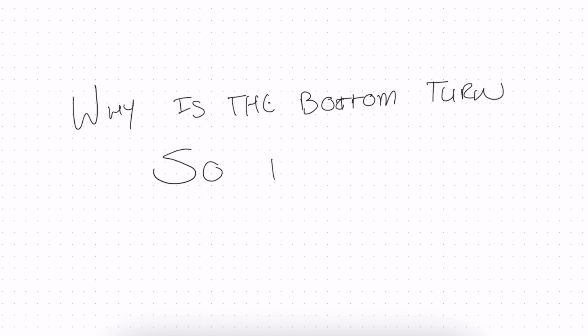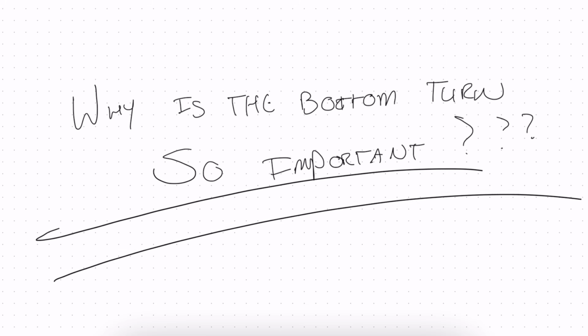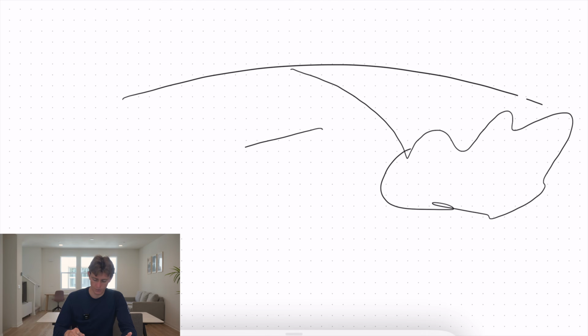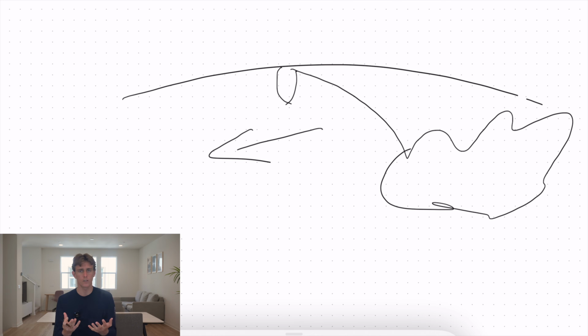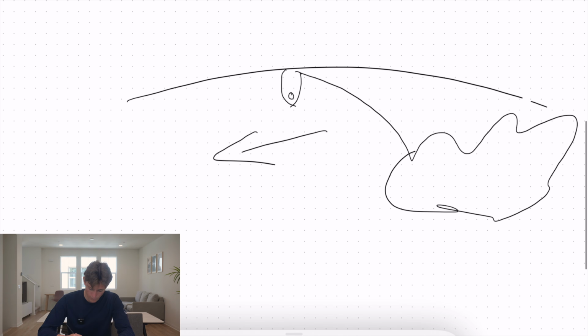The next question is, why is it so important? Why do I need to do a bottom turn? When you surf a wave, it moves in a specific direction. In this case, this wave is breaking to the right. We always talk about wave direction from the surfer's perspective. So even though, looking at this specific drawing, it looks like it's breaking to the left, because the surfer is paddling in, we're talking about their perspective, so we have to turn it around.